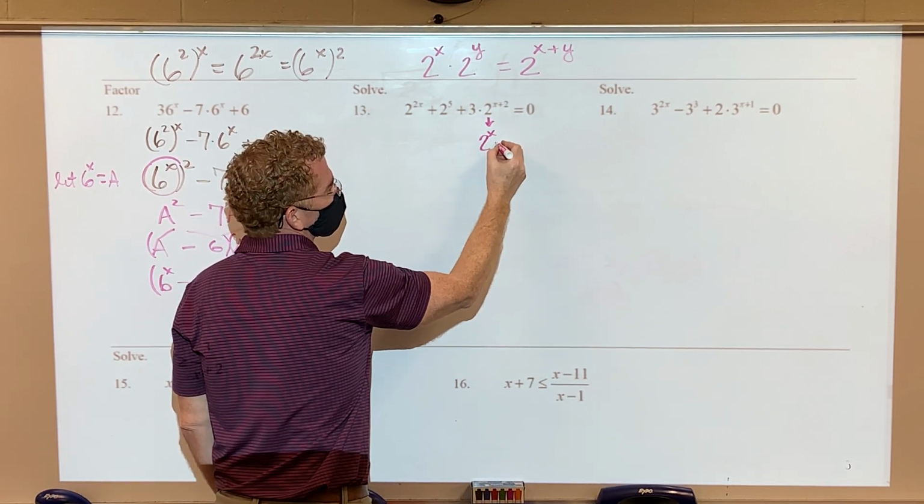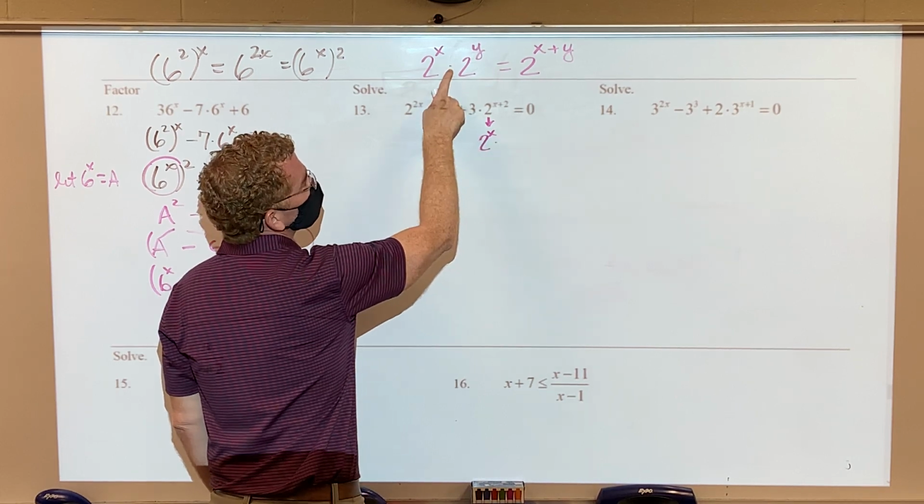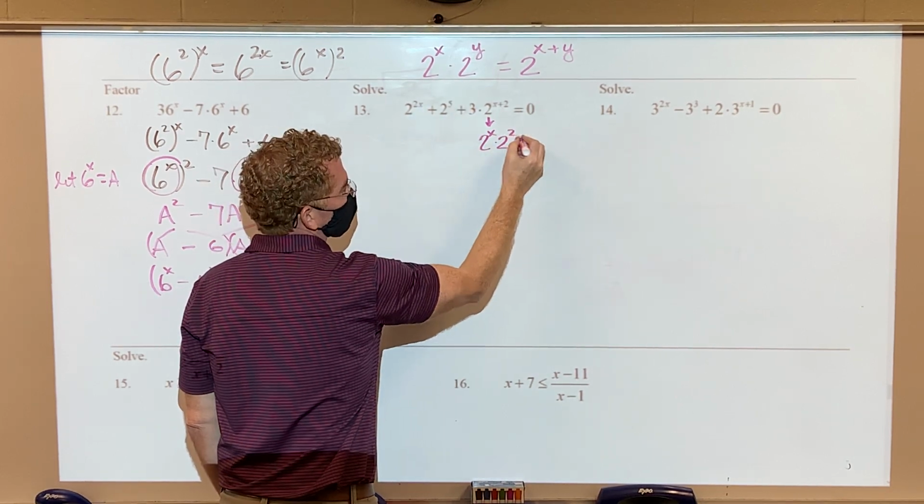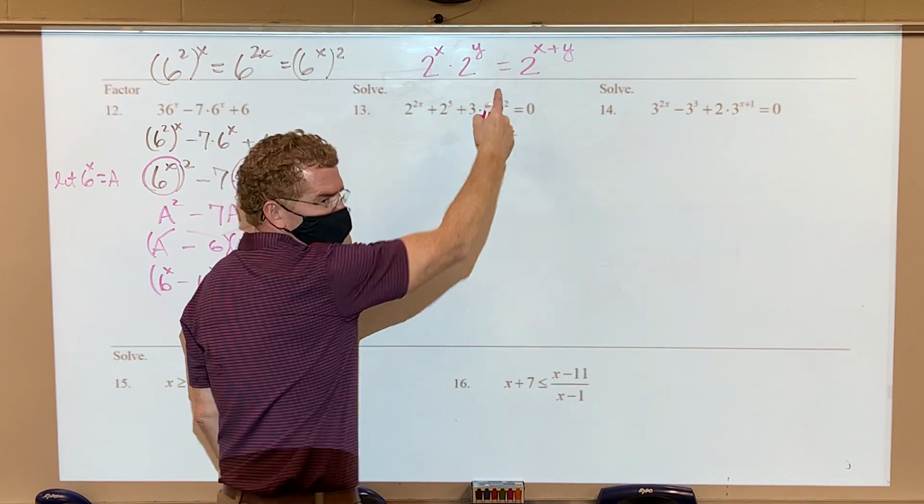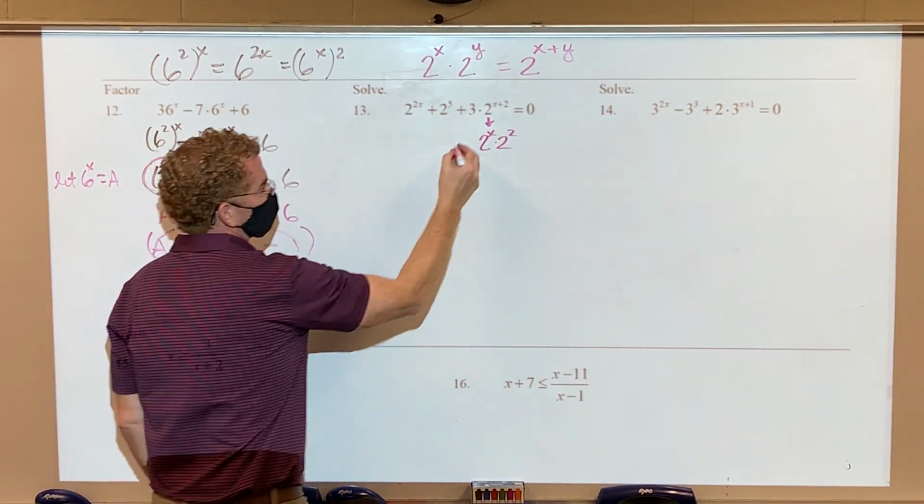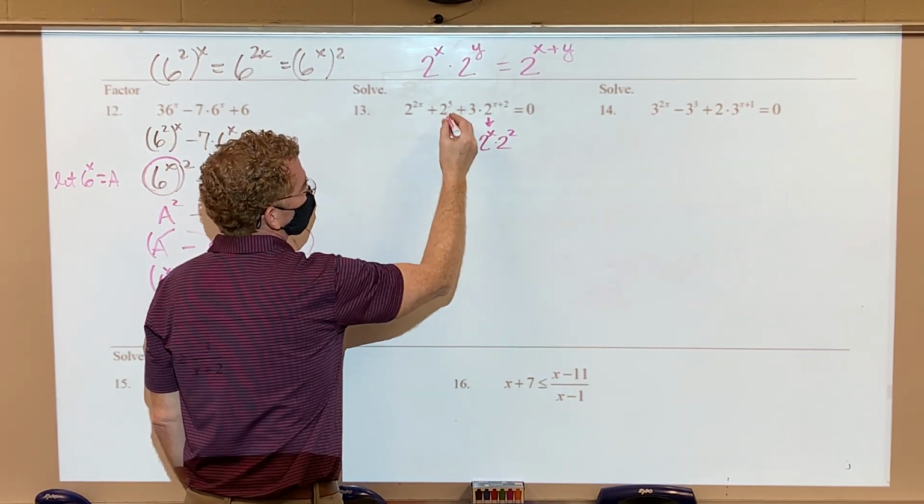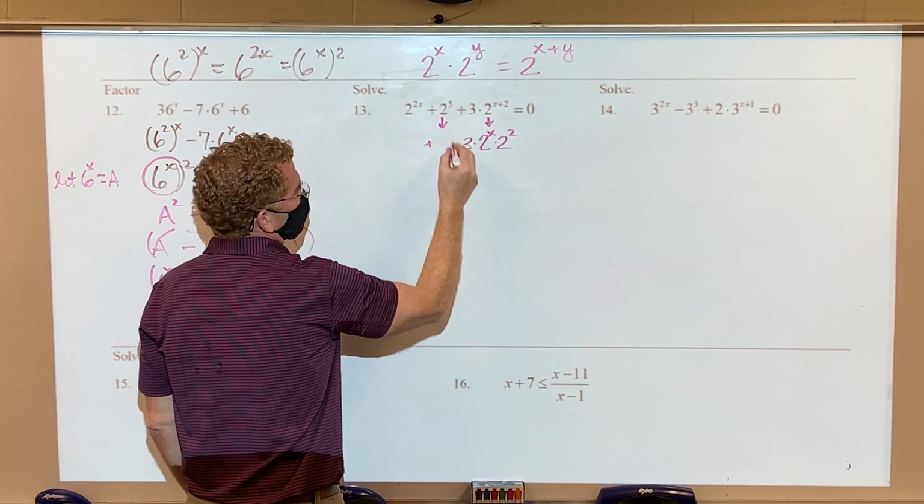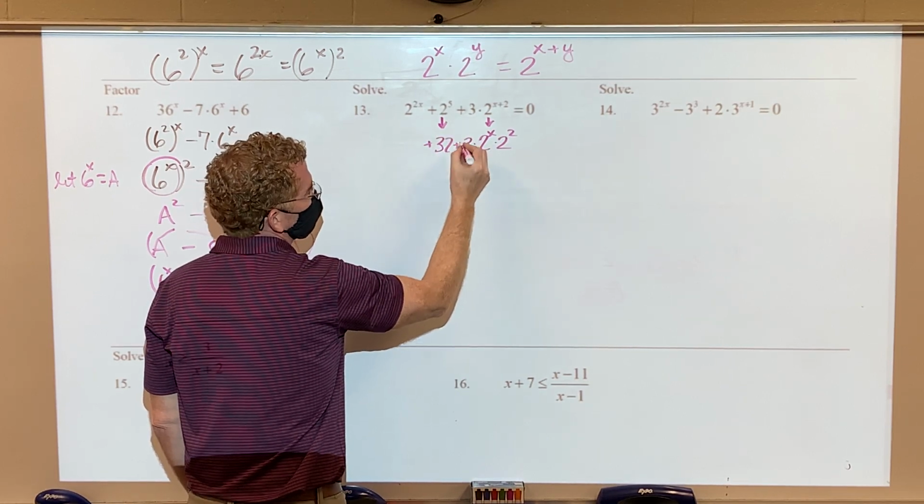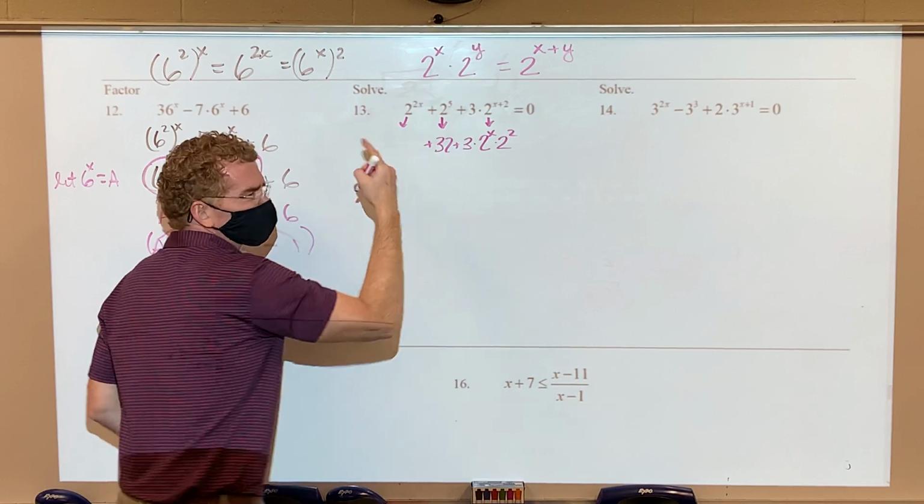2 to the x plus times 2 squared. See, like bases add exponents. That would be right? Okay, let's bring down the 3. Let's bring down the 2 to the 5th is just a total distractor. That's really just 32. And then what is 2 to the 2x?